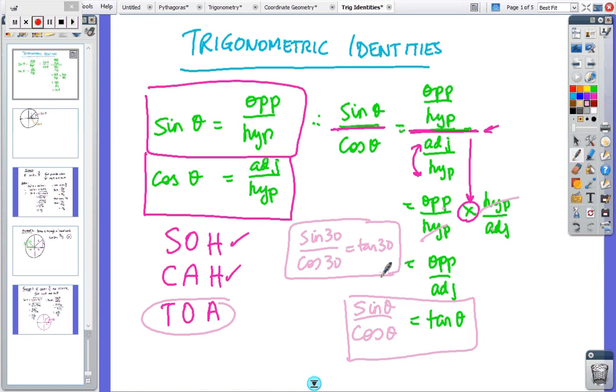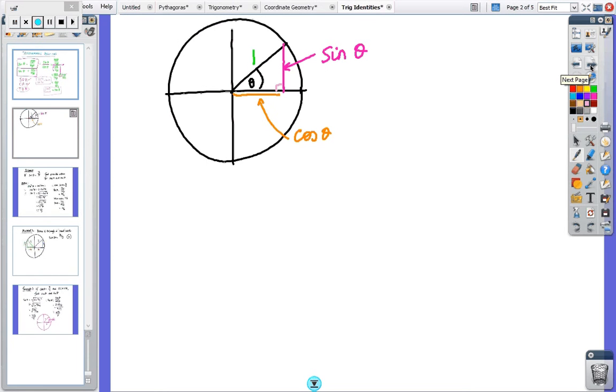Okay, so we're moving on to the next page for the second trig identity, which is a really good one. Okay, so I'm setting up a unit circle, so I want you to copy the unit circle down exactly like I had. So sine theta is the y part of the line, and cos theta is the x part of the unit circle, and the unit circle has a radius of 1. So just copy that down, and when you're ready, resume.